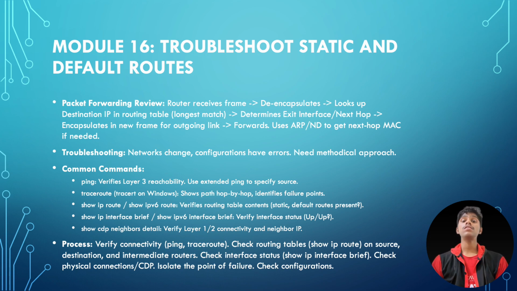The general process is to test connectivity, examine the routing tables on the involved routers, check the interface status, verify physical links, and systematically isolate and fix the configuration error. So this is all about troubleshooting the routes.